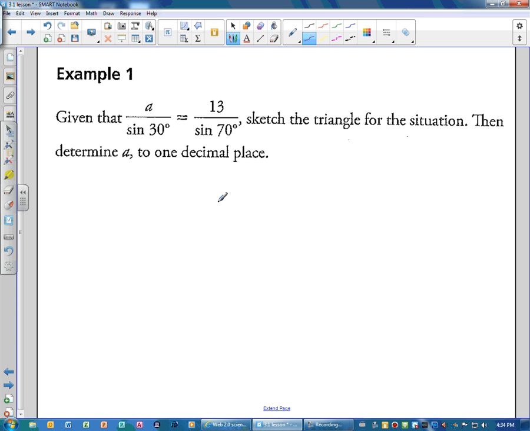So example number 1 says, given that a, and it's a small a, so it means the length of side a, given that a over the sine of 30 equals 13 divided by the sine of 70, sketch the triangle for this situation and then determine a to 1 decimal place. So let's sketch an acute angle triangle. The only letter I've been given is a, so I'll just say this is side a. It doesn't really matter which one. If that's a, this is the angle opposite it. So if that is small side a, this has to be 30 because they always are in sets.